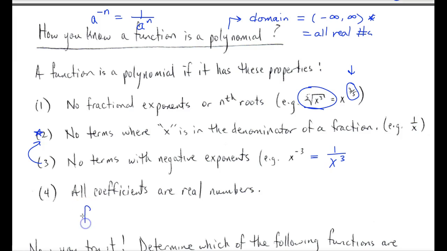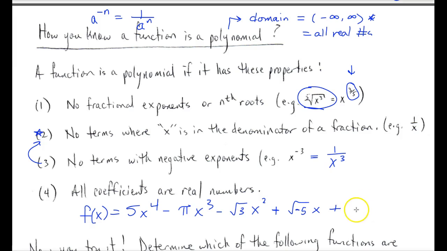For example, let's say I had f of x is equal to 5x to the 4th minus pi x cubed minus square root of 3 x squared. Let's say this is going to be plus square root of -5 x plus pi squared. So let's say we're looking at this particular function.